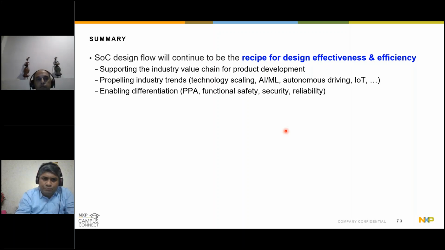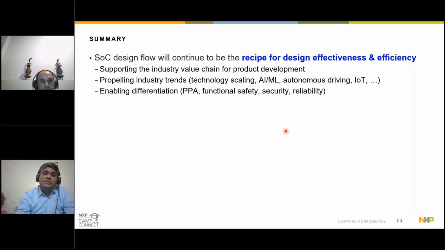But as a summary, if I have to give you a few takeaways that you can take home, it is that SOC design flow will continue to be the cornerstone or the backbone for our design effectiveness and efficiency. And if we continue supporting the industry value chain that we talked about for all the product development, it is the key that will propel all the industry trends, all the jargons that you hear, whether it is Moore's law technologies going in, or the AI ML progression that is happening, or autonomous driving, IoT, etc. And it will be the differentiator.